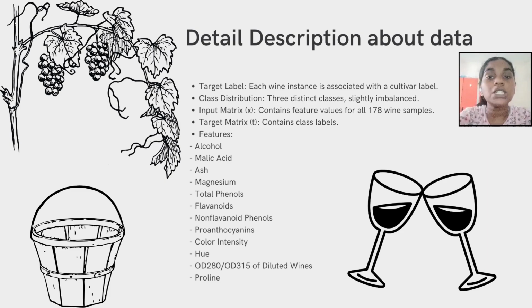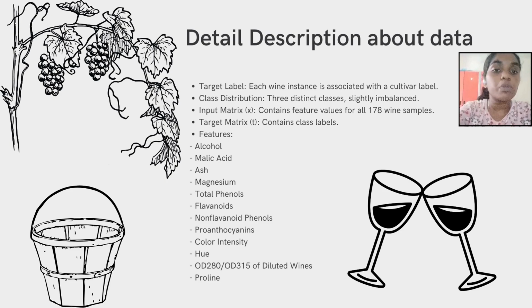Each instance in the data set is associated with a target label indicating the cultivar of the wine. The target variable has 3 distinct classes corresponding to the 3 different cultivars. The distribution of these instances across the 3 classes is slightly imbalanced, with 59 instances in class 1, 71 examples in class 2, and 48 in class 3.